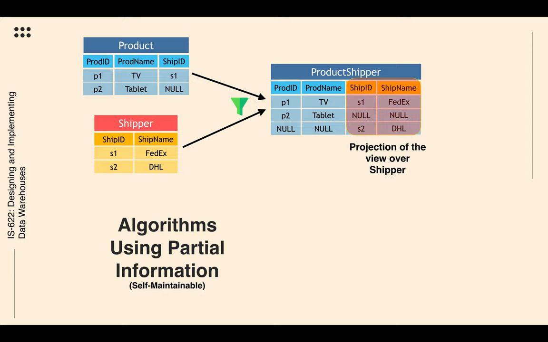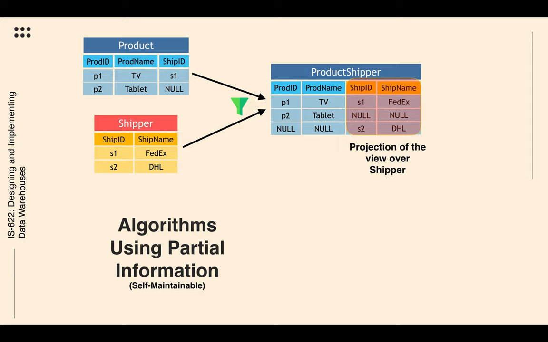Now when we have the view and we take the part of the view which is coming from the shipper, which is ship ID and ship name, whatever is coming from the second relation, not the first relation. You remember, whenever we are doing self-maintainable views, we are focused on left join and full join. Right join is not considered, because we are always looking at the table from the left hand side, or it's a full join, so you don't have to worry about it. That's why when we are using partial information, you are looking at the left or full join.